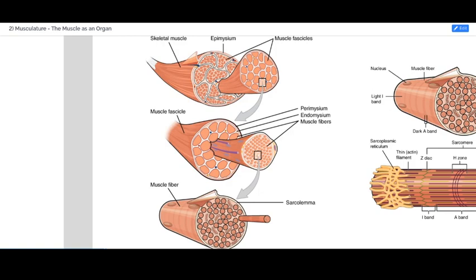Now, these three layers of organization are easily distinguished because they're separated out by layers of connective tissue. The entire muscle is surrounded by a layer of dense, irregular connective tissue called epimysium. A fascicle is surrounded by a layer of dense, irregular connective tissue called perimysium, and then individual muscle fibers are surrounded by a layer of areolar connective tissue called endomysium.